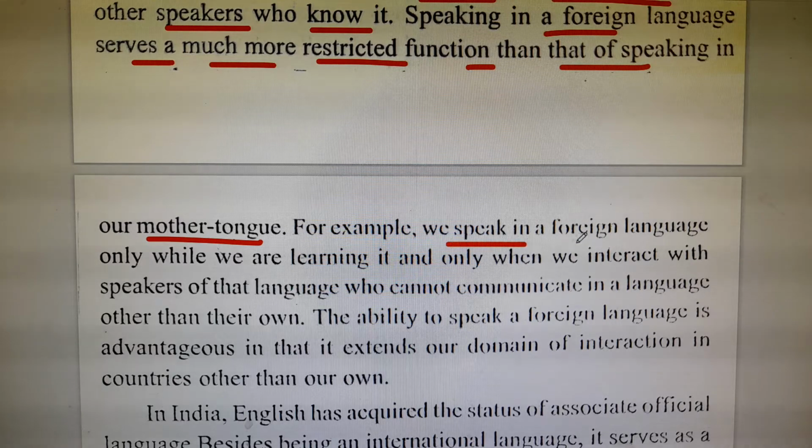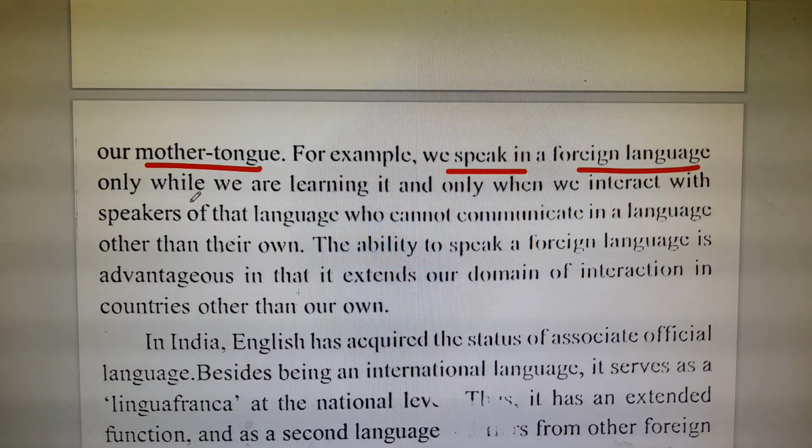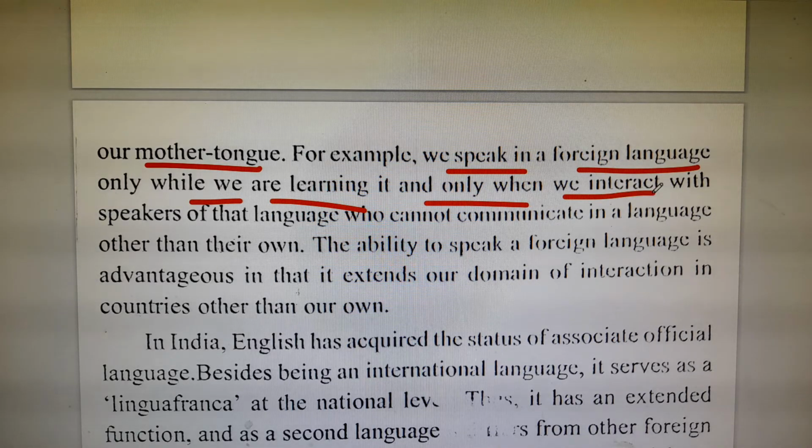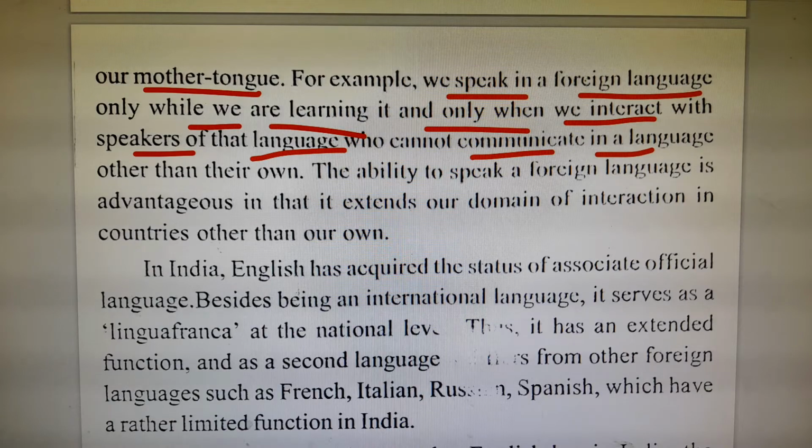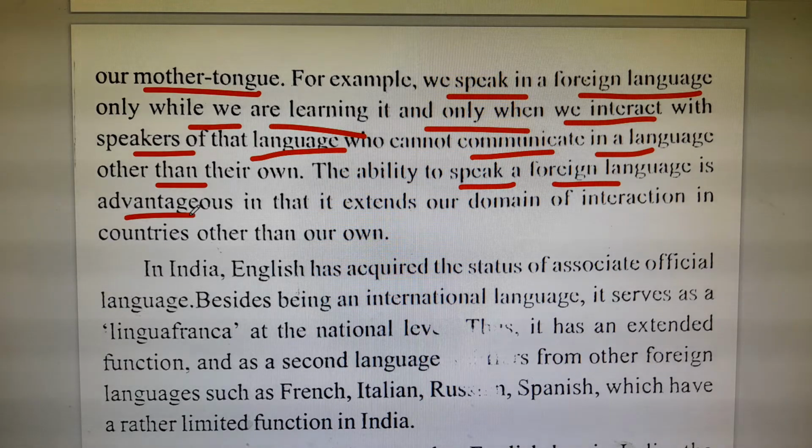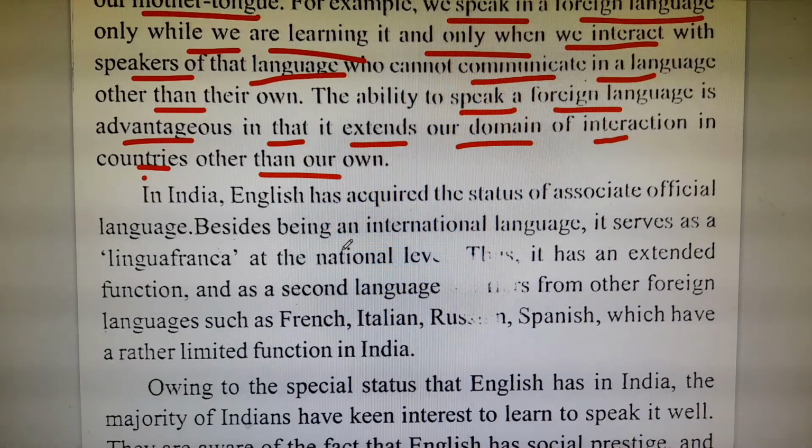For example, we speak in a foreign language only while we are learning it, and only when we interact with speakers of that language who cannot communicate in a language other than their own. The ability to speak a foreign language is advantageous in that it extends our domain of interaction in countries other than our own.